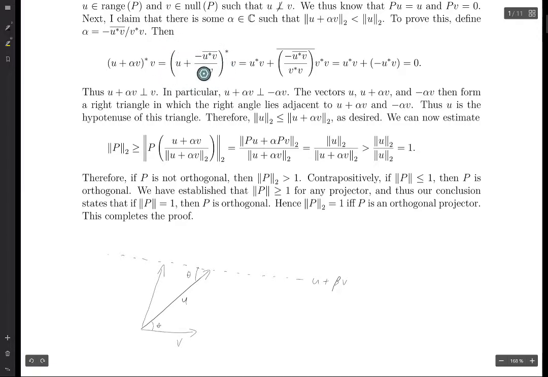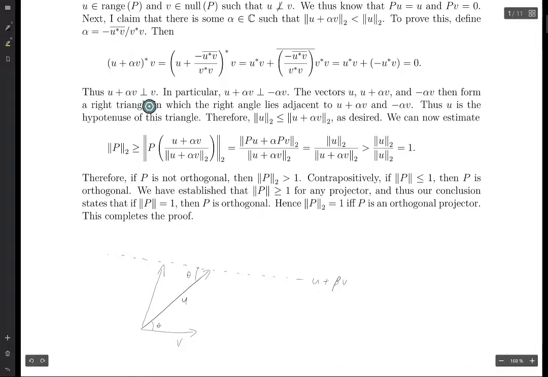When we take the complex conjugate of this, the conjugate transpose of a sum is the sum of the conjugate transposes, and so we end up with u star plus this thing star, times v. And then when we multiply v through, we get u star v, and here we get the conjugate of this conjugate, and then we end up with v star v. And then here we have u star v, and here the two complex conjugates cancel out, and the v star v's cancel out, and we're left with minus u star v, and so this is zero. So if the inner product of these two things is zero, then they're orthogonal.